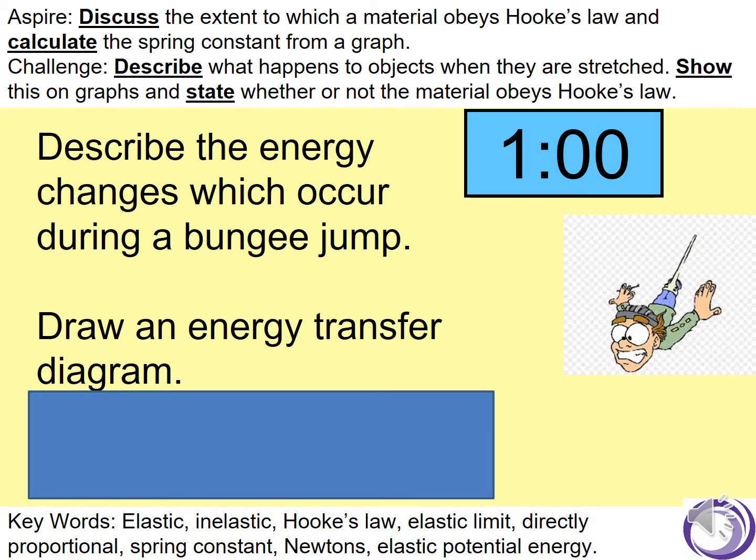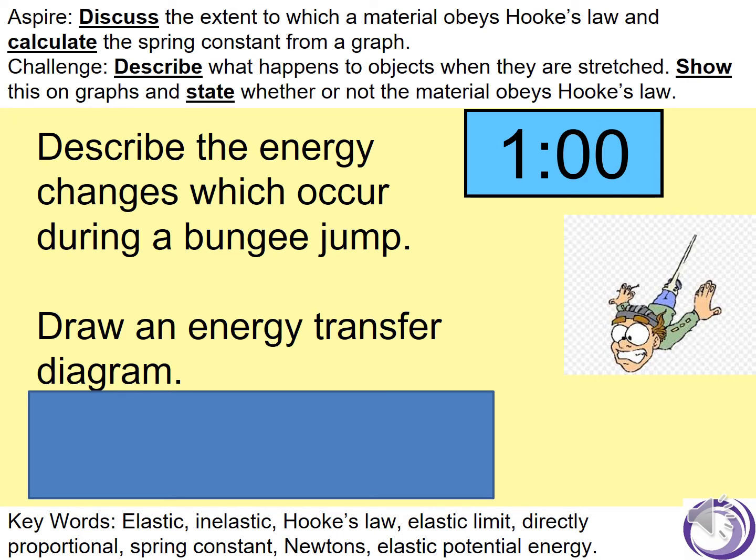Now this is a skill that you all may already have in terms of being able to draw an energy transfer. So when the bungee jumper is stood at the top of the tower, what energy does that particular bungee jumper store? Then we would put an arrow, and then we would write down the name of the energy that we would transfer that into.